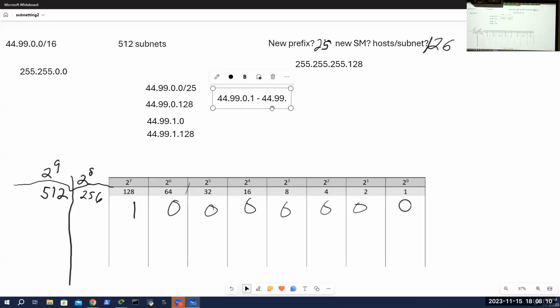Just so you know, the last host address will always be an even number, because if you go one more, it's an odd number. That means the 1 bit is on, which means it's a broadcast.